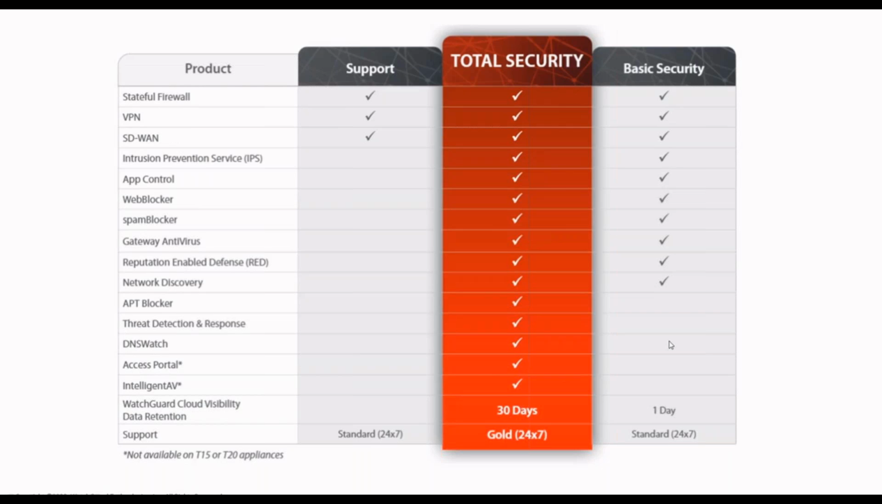We have the basic security, to simplify it, which covers security services and features that are required since we believe in a layered security approach. But it is not good enough by itself, because almost 50% of attacks are zero-day attacks. So you will need more services that protect you against zero-day attacks, such as APT Blocker, TDR, DNS Watch, and so on. We're going to focus here on the services that make sense.